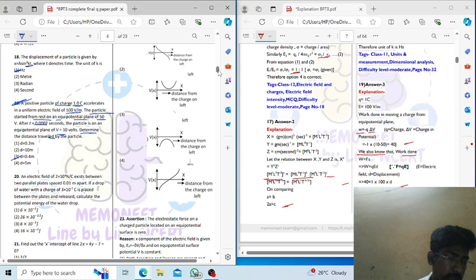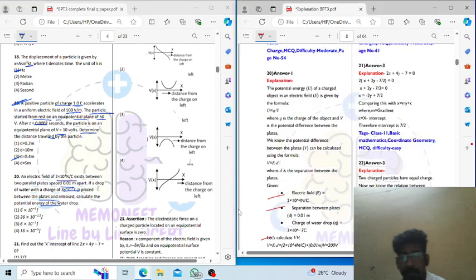Electric field is given, separation is given. So the formula is E equals minus dV by dr, or minus dV by dx, what you can say. So it is nothing but V by R. So E equals V by R, so V will become equal to E into R. Put all the values, you will get the value of V equal to 200 volt. That is the value of V.